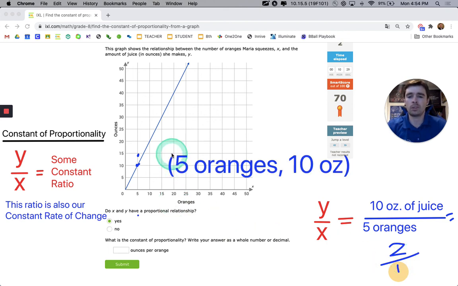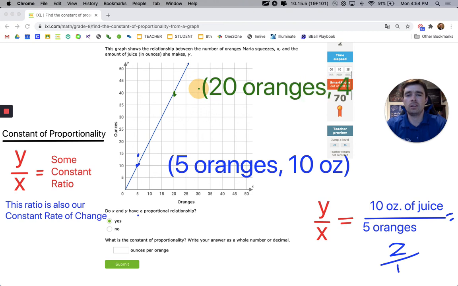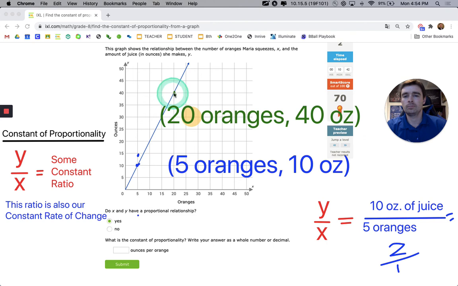For example, we'll switch the color over to green. If I had picked this data point right here, at this data point we have 20 oranges right there, and it lines up with 40 ounces. 20 oranges, 40 ounces. And 40 divided by 20 would give us that same 2 ounces for every 1 orange. That leads to this constant ratio.